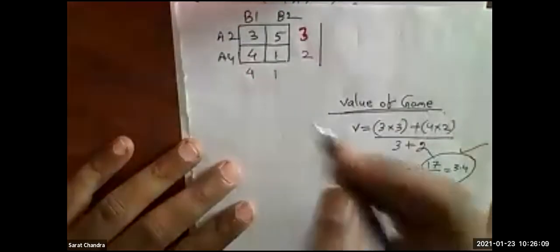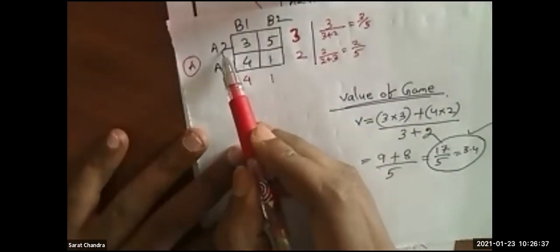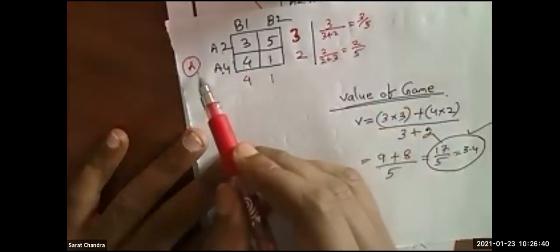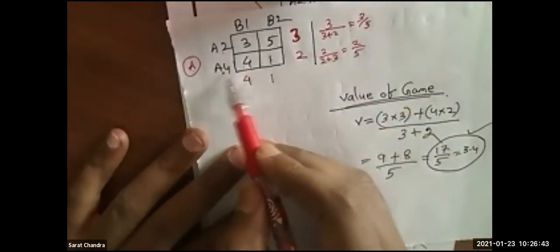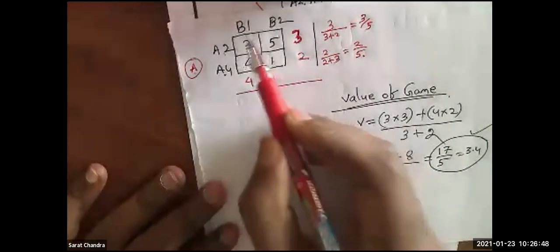Now how to calculate the probability? What is the probability of selecting A2? The oddment is 3 divided by 3 plus 2, which is 3 by 5. And the probability of selecting strategy A4 is 2 divided by 2 plus 3, that is 2 by 5. So the probability that player A will choose strategy A2 is 3 by 5, and strategy A4 is 2 by 5. Clear?